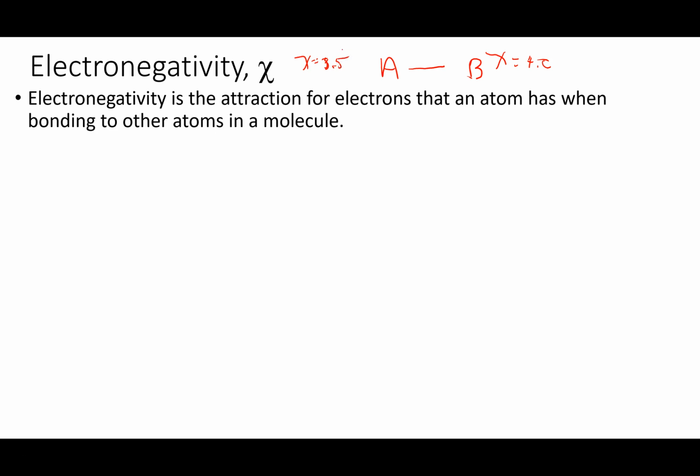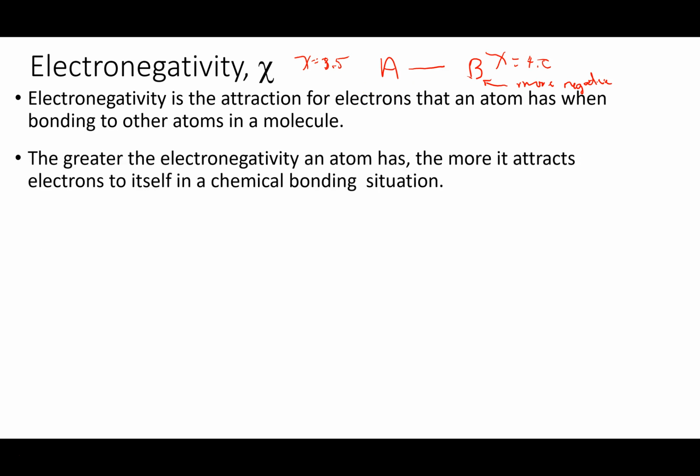In this scenario, the guy with the higher chi, the higher electronegativity value, is actually going to be more negative. What do I mean? Why is he more negative? He's more negative because electrons are drawn to him more. And so actually, this is a polar bond.